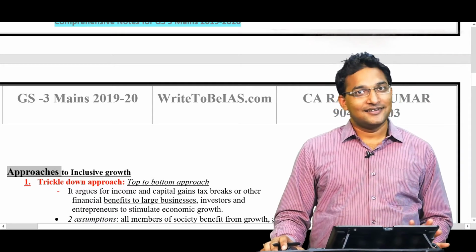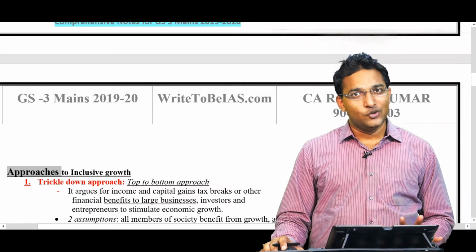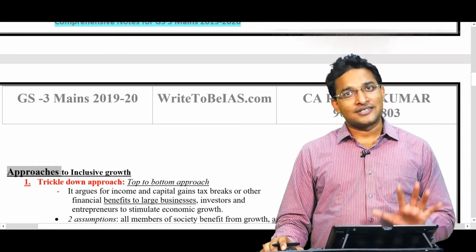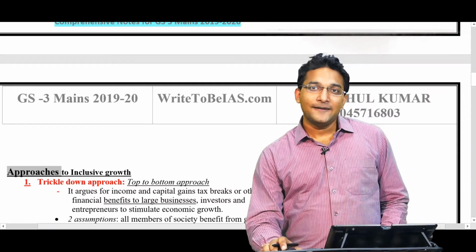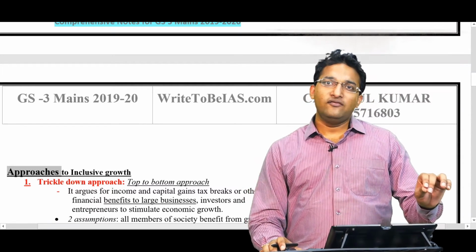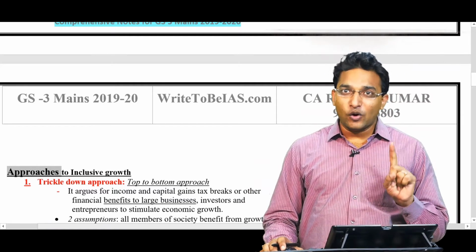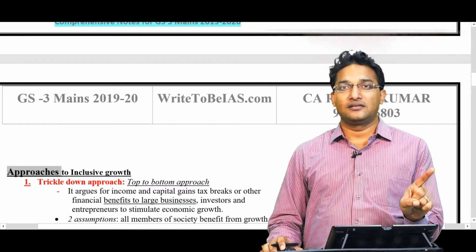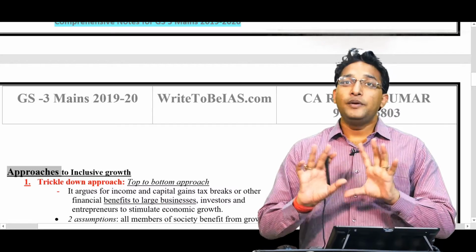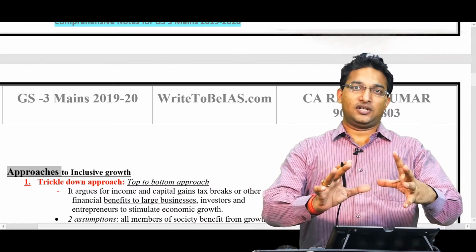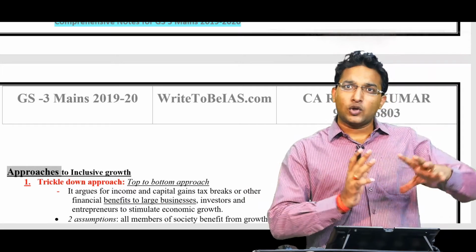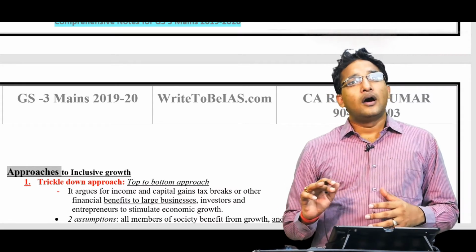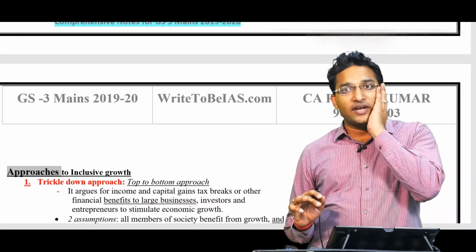India has already used this trickle down approach starting from the first 5-year plan only. We have discussed in the planning process that from the first 5-year plan only we adopted inclusive growth, and more specifically in the second 5-year plan when we established big industries and big infrastructure, and we said that the benefits of these industries and infrastructure will percolate down to the whole section of society, right?